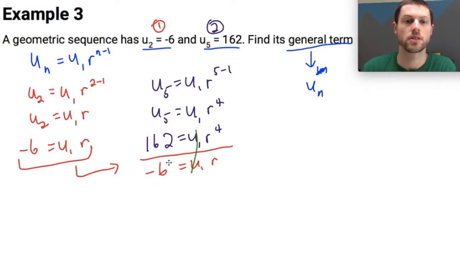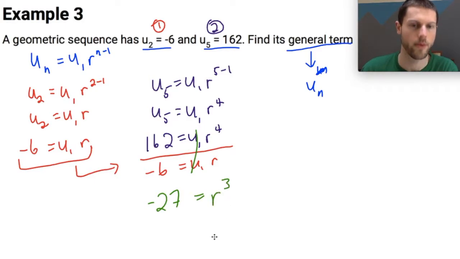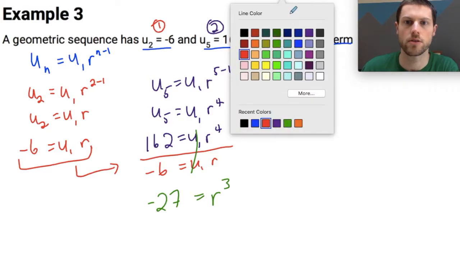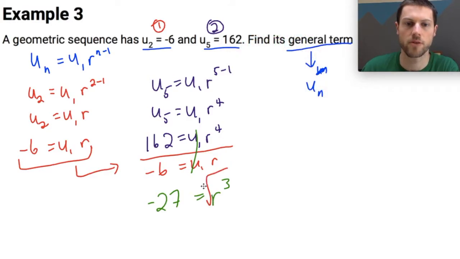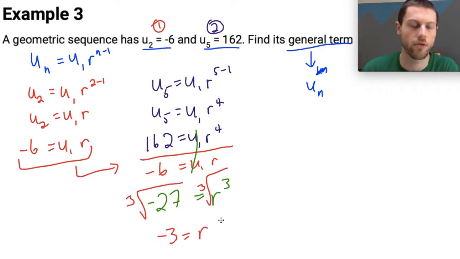So I'll divide 162 by negative 6, and that is equal to 27. Actually, that's negative 27. And that's going to equal r to the 4th over r, which is equal to r to the 3rd power. So I've almost found my common ratio. Now all I need to do is take the cube root of both sides. The cube root of negative 27 is negative 3. So negative 3 equals r.